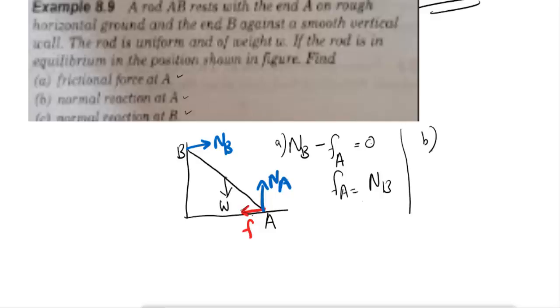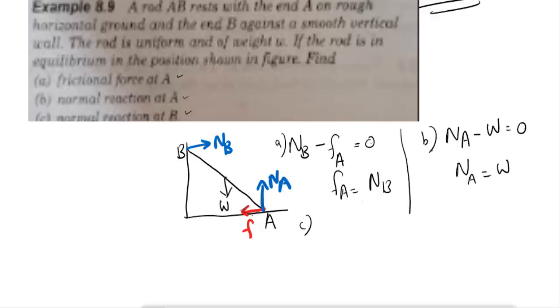Then moving to the second part, normal reaction at A. So that is balanced with the weight which is acting, right? So here, taking the upward direction as positive, NA minus W equals 0. So we are getting NA equals W. Now we are moving to the third one, normal reaction at B. So here we need to find out the normal reaction at B.